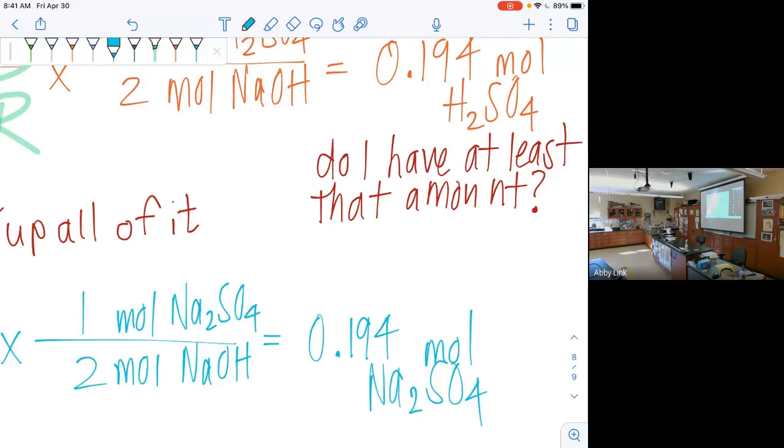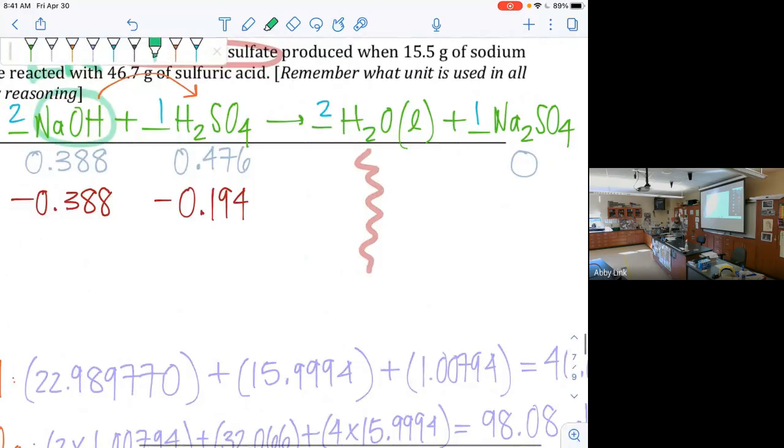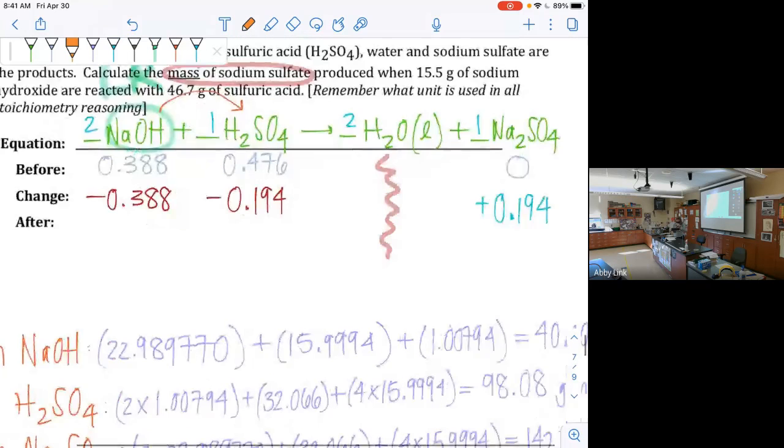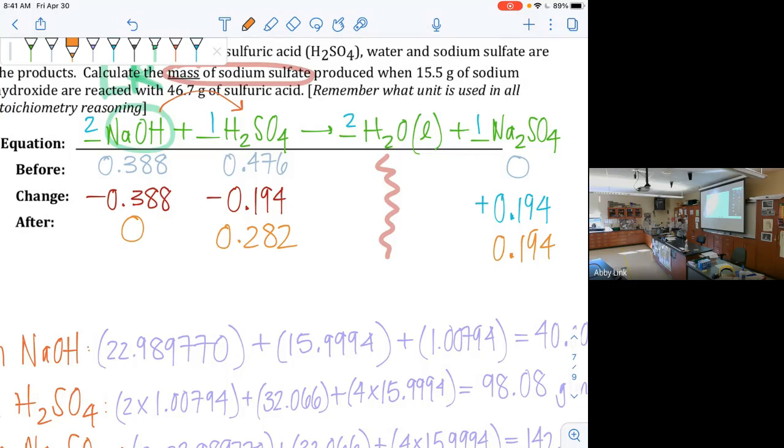Okay? Now we have to put that into our table. And then we're almost there, guys. I'm going to do a plus on that because we know it's a product, we're producing it. And now we can go ahead and fill out our after row. So we end up with 0 moles of NaOH left, which is right, because that's our limiting reactant. We're going to use it all up. 0.476 minus 0.194 leaves us with 0.282 moles of our H2SO4. And then we end up producing 0.194 moles of our Na2SO4.